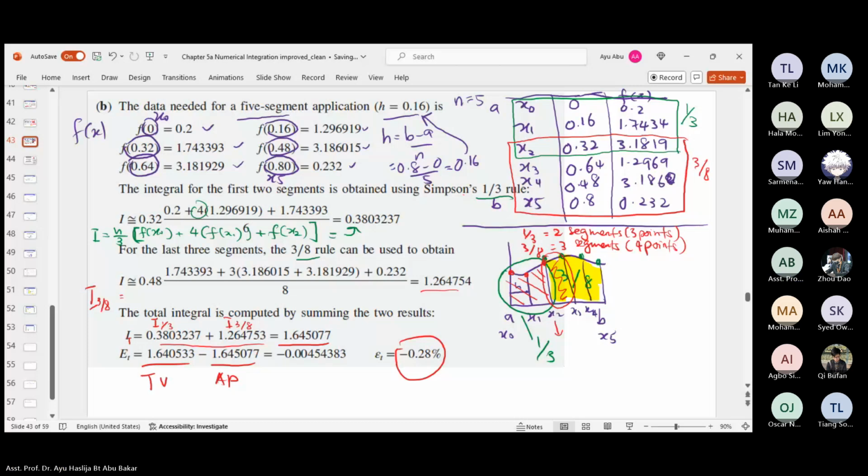Any question? Okay, take your time to understand and digest first. I give you 2 minutes before we proceed to the next part.